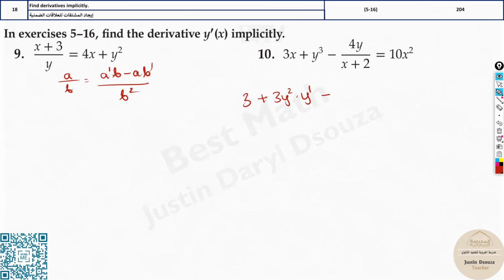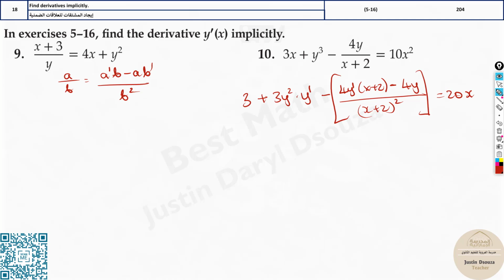Now here what happens is, this is the above term, 4y is a. So I will have to derive it. It will be 4y prime. Now this entire thing, I'll write it together in the bracket, multiplied by b, that will be x plus 2, minus, this remains, 4y remains, and derivation of x plus 2 is just 1, so I'm not going to write it, divided by x plus 2 the whole power 2. That is equal to 10x squared. What happens over here? Derive it. 2 comes down, it will be 20x.